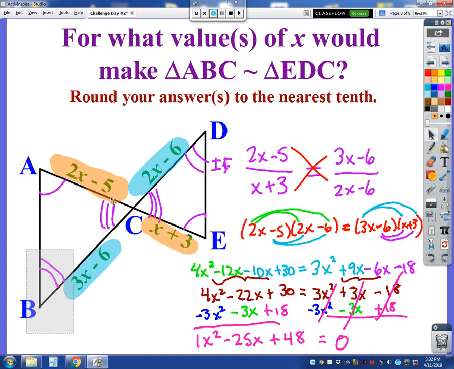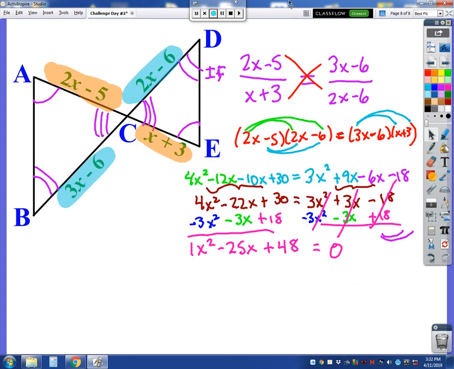All right, so let me get some space up here, move this up. So now this does appear to be a factoring problem. So I need to find two numbers that multiply to be positive 48, if I take the 48 times the 1, and I need those two numbers to add to be negative 25. And so if the two numbers have to add to be negative, but they multiply to be positive, that means my two numbers are going to have to be negative.